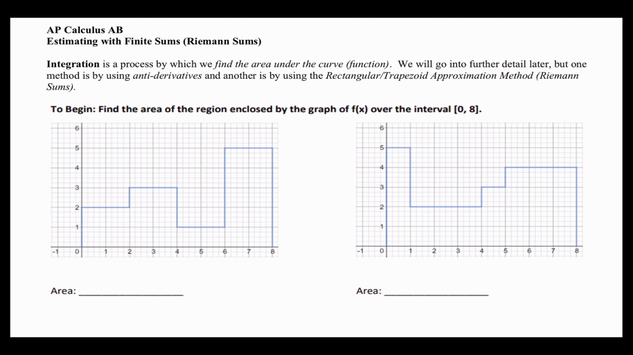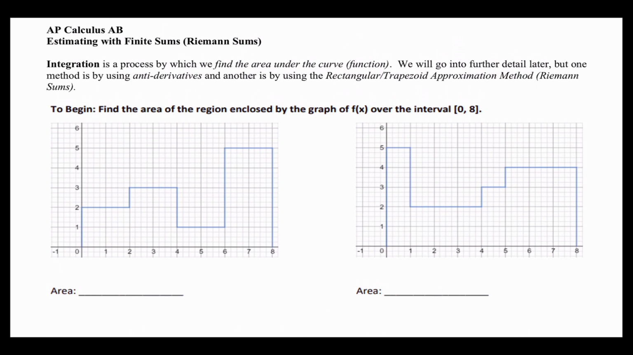So when we integrate, we're finding area under a curve, under a function, under f of x or whatever the function is. Okay. So one way to do that is by using antiderivatives. Another way, so we've been doing the process of finding an antiderivative, which next week we'll talk about how we use it to integrate. Today, we're going to use something called rectangular or trapezoid approximation method.